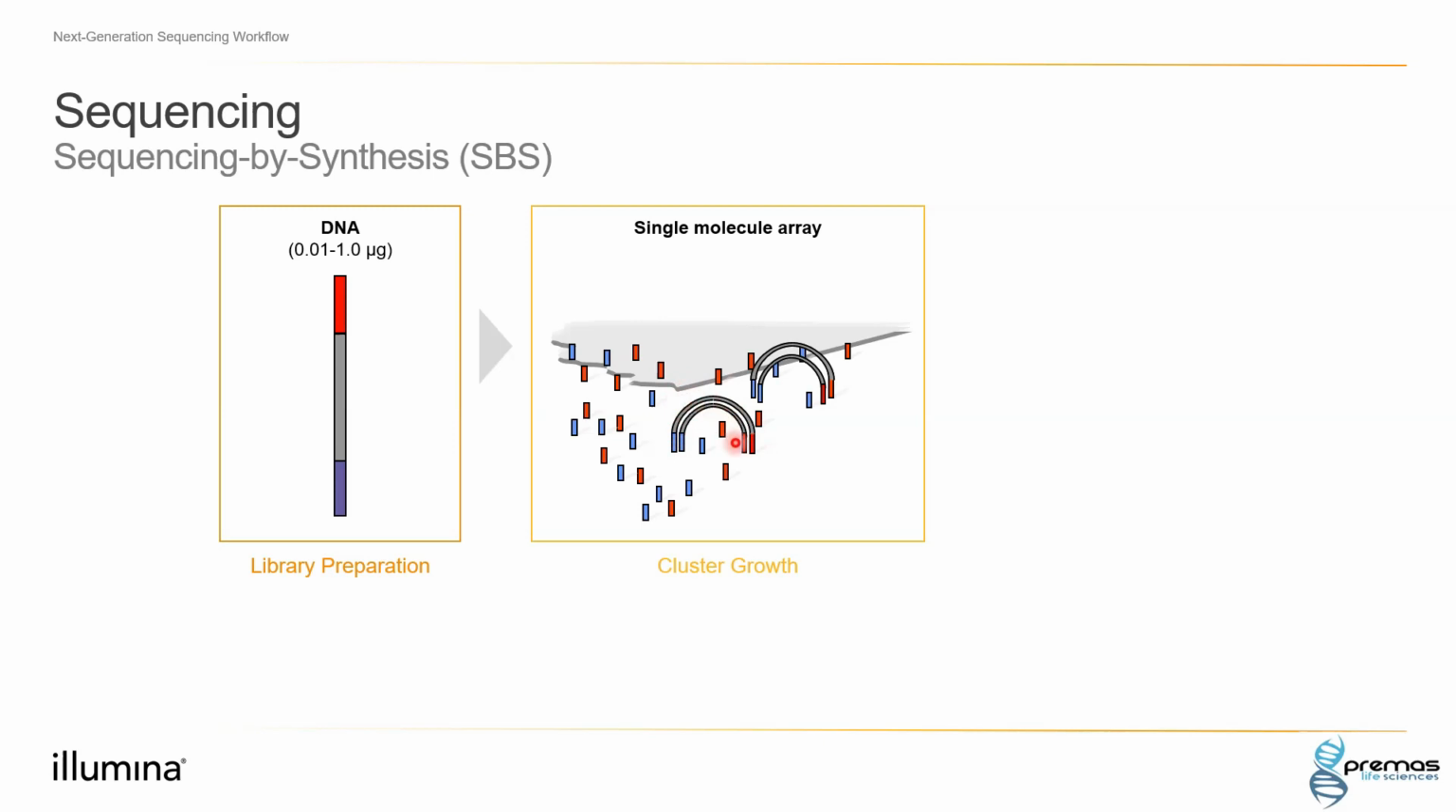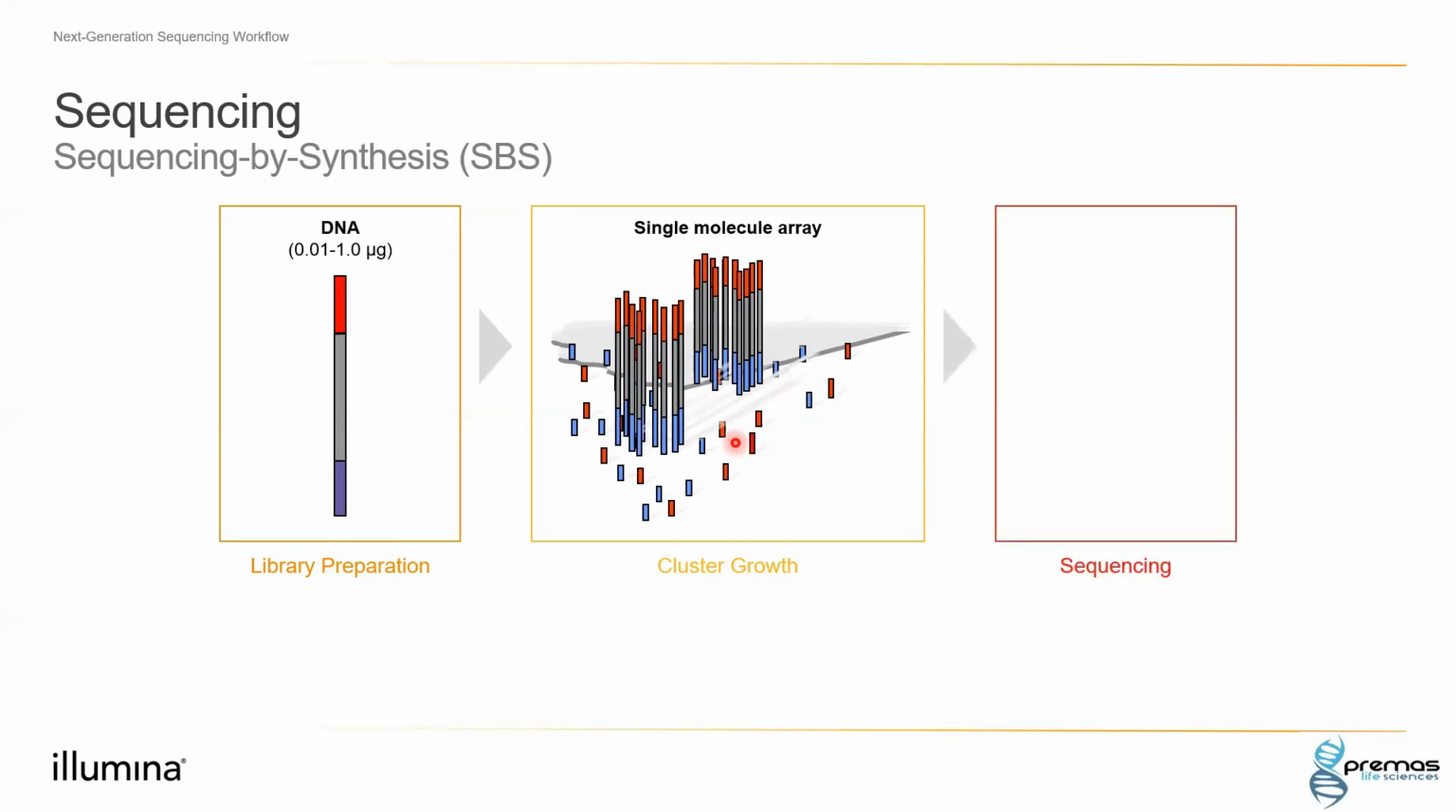Cluster generation is basically done to increase the signal, because the camera just cannot detect a single nucleotide incorporation. It needs something more. So it needs a high intensity. So that's why clusters are created. A clonal cluster is created so that when the incorporation happens, the signal from that cluster will be detectable by the camera. So this is the cluster, and then sequencing happens.